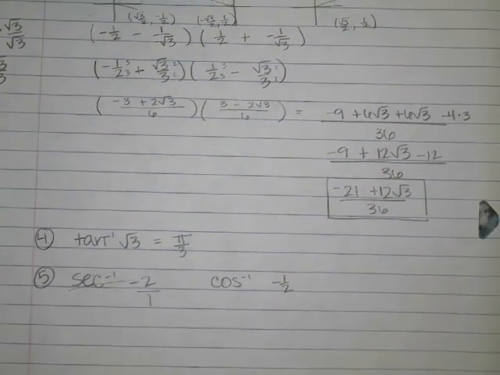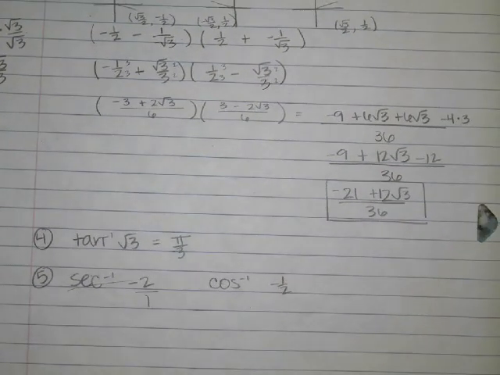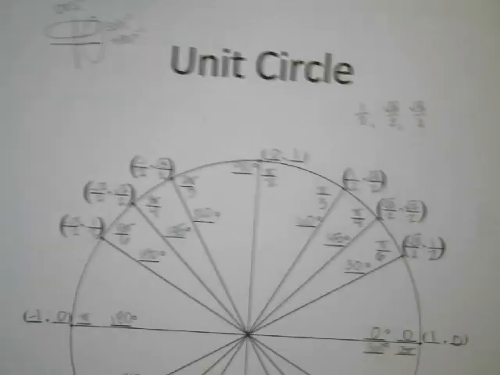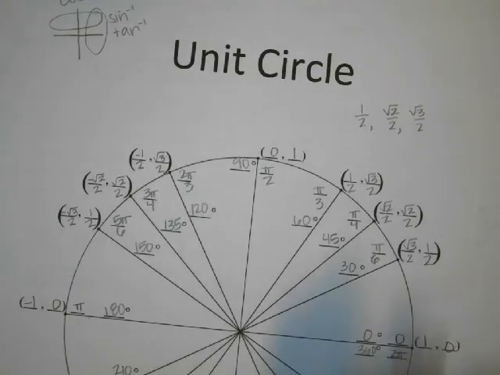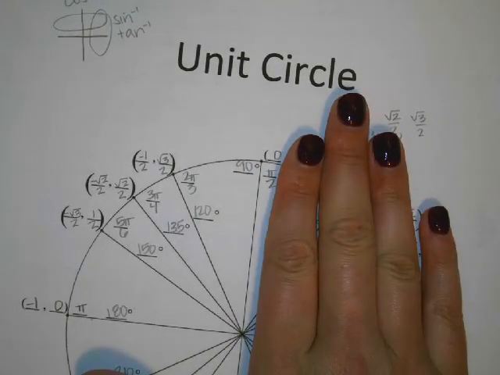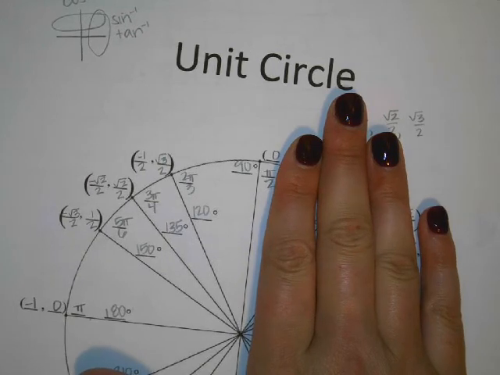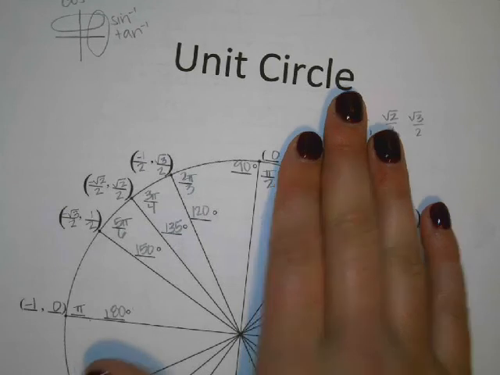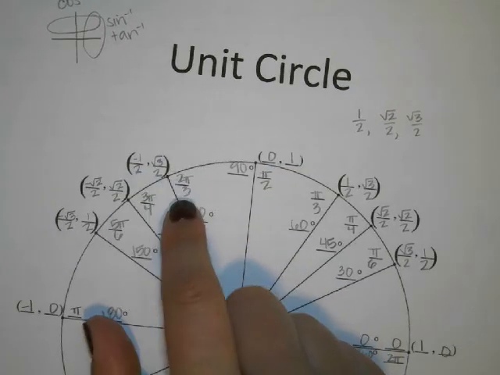Okay, so since it's cos inverse, I'm looking at quadrants 1 and 2. Quadrant 1 only has positive answers, so I'm looking at quadrant 2. Cos is the x-coordinate, so I'm looking for an x-coordinate of negative 1/2, and that is right here, so that's 2 pi thirds.